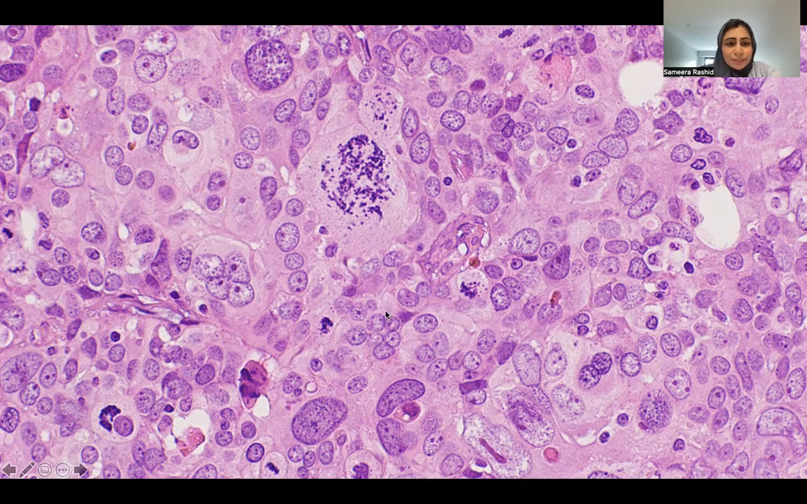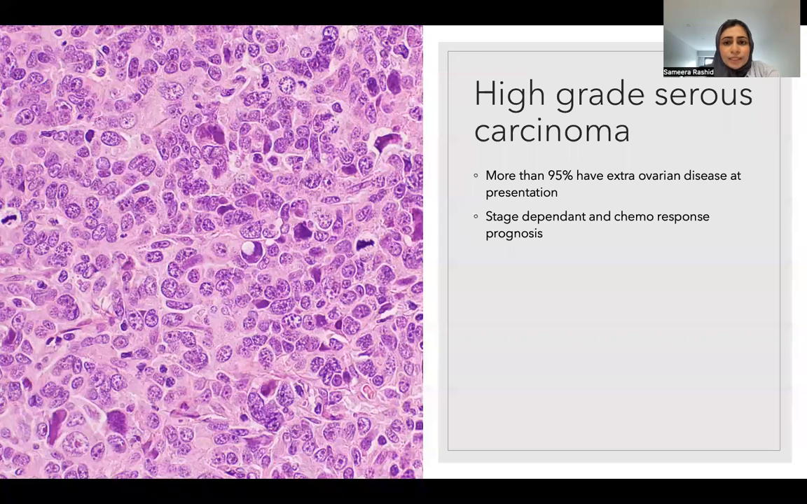Same as this one, multinucleated cells. This one, huge nuclei and so many mitoses. So this is just a classical high-grade serous carcinoma. More than 95% of the time these have extrauterine disease at presentation, and prognosis depends on the stage and response to chemotherapy.